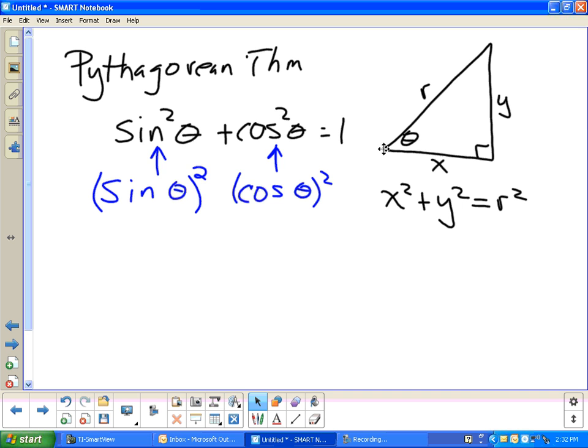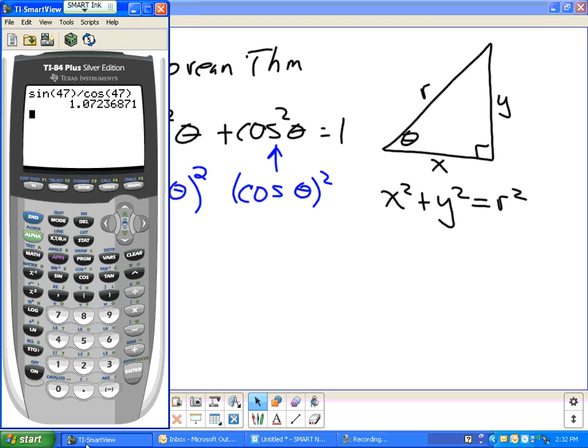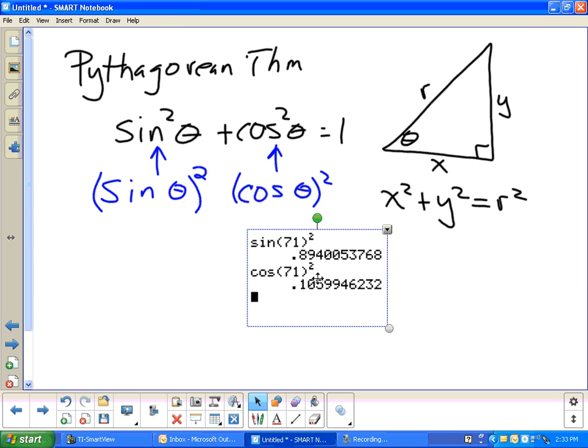Now, that's pretty cool when you think about it. Again, give me another number between 1 and 90, and I'll show you that it works, and then I'll prove it for you. 71. So we go in and we take sine of 71. So I'll go sine 71, and I'll actually square it. And then I get a number. And then I do cosine 71, and I'll square that number. And I get a number. And if you look carefully, you can see that those two numbers add up to be exactly 1 every time.